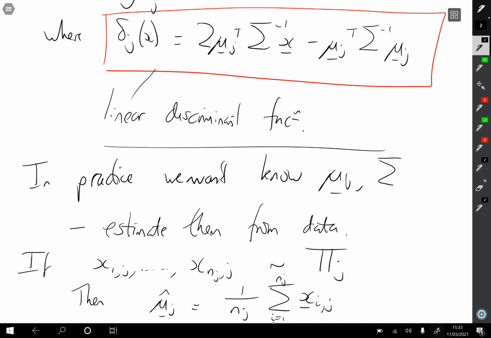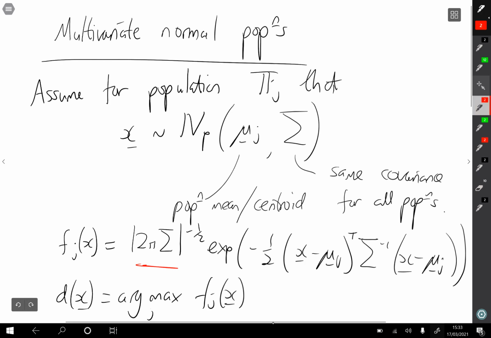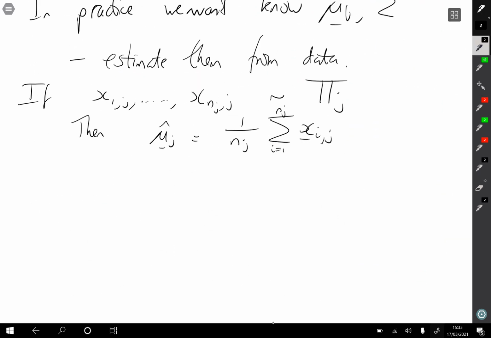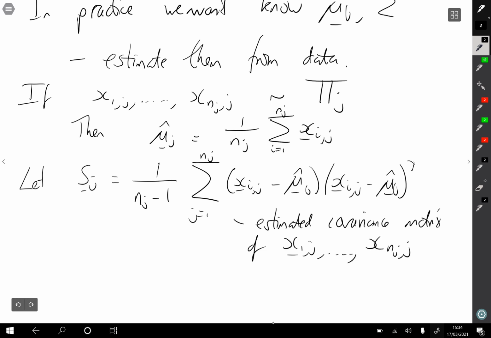Then we also want to estimate this shared covariance matrix sigma. How do we do that? We have to be a little bit careful here. We let Sj be the covariance matrix for population j, the estimated covariance matrix of x1j up to x nj j.